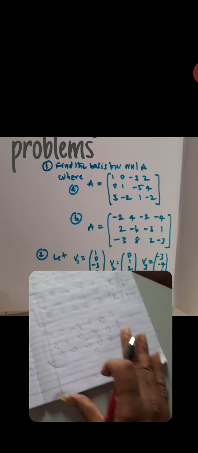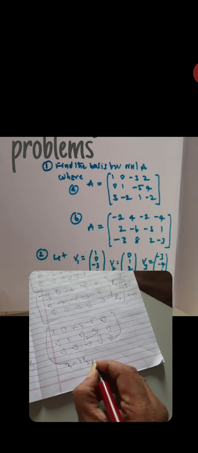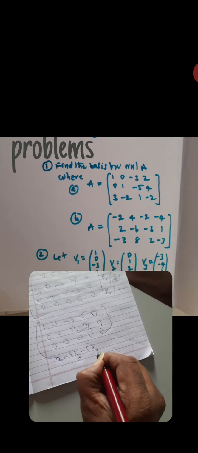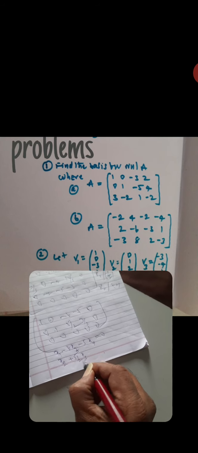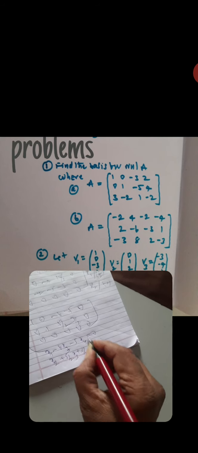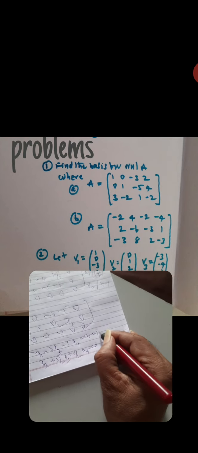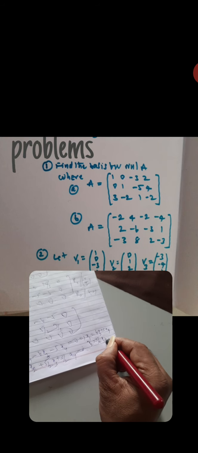Now apply the x, y, z. Here x1 minus 6x3 minus 5x4 is equal to 0. Here x2 plus 5 by 2 x3 plus 3 by 2 x4 is equal to 0. This 0, all zeros. Now write this: x1 is equal to 6x3 plus 5x4. Here x2 is equal to minus 5 by 2 x3 minus 3 by 2 x4.